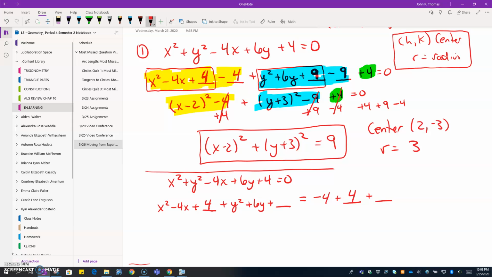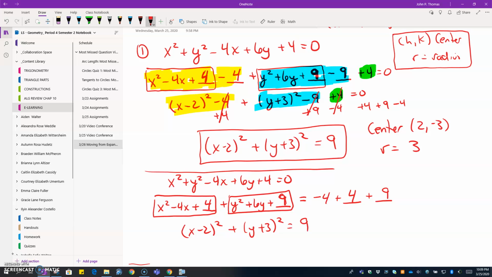Half of 6 is 3, 3 squared is 9. So I added 9 on the left, so I'm going to add 9 on the right. Right, now I still go through really the same process. That's an x minus 2 quantity squared. This piece is a y plus 3 quantity squared. And over here we get a 9. And notice I get to the same answer. It's really not a big difference in the work.